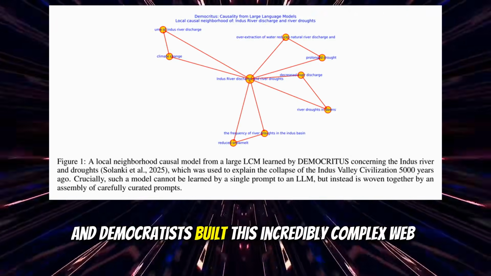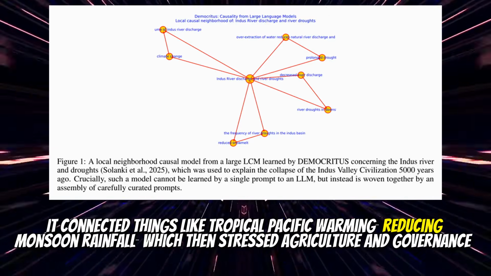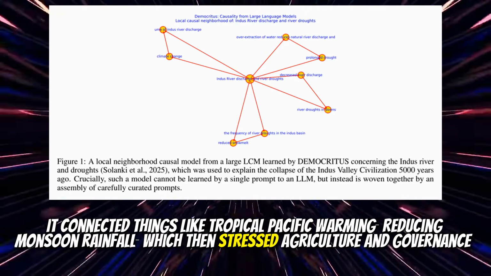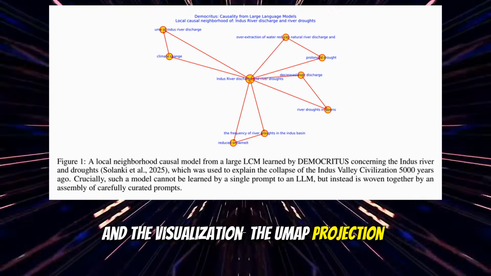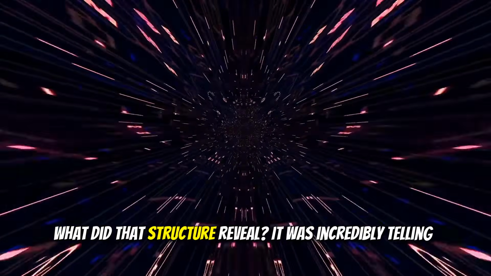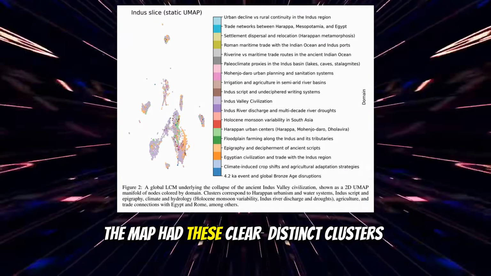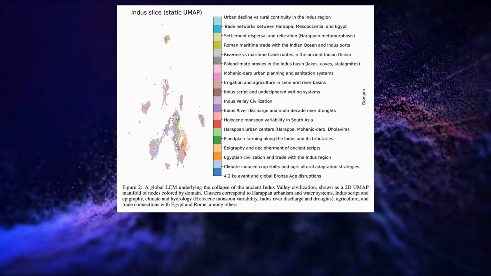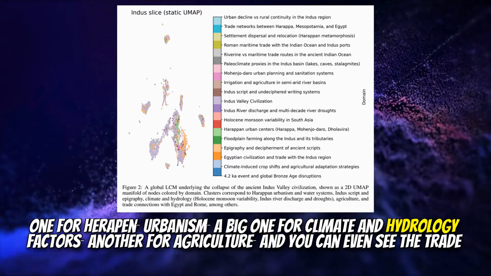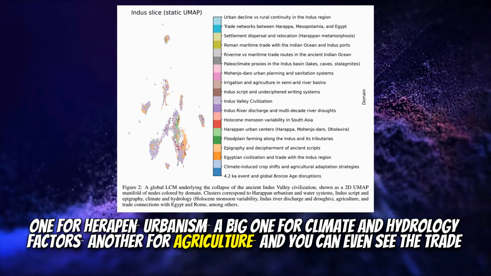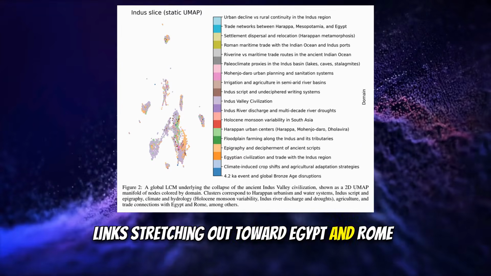And Democritus built this incredibly complex web. It connected things like tropical Pacific warming, reducing monsoon rainfall, which then stressed agriculture and governance. And the visualization, the UMAP projection, what did that structure reveal? It was incredibly telling. The map had these clear, distinct clusters. One for Harappan urbanism, a big one for climate and hydrology factors, another for agriculture, and you could even see the trade links stretching out toward Egypt and Rome.